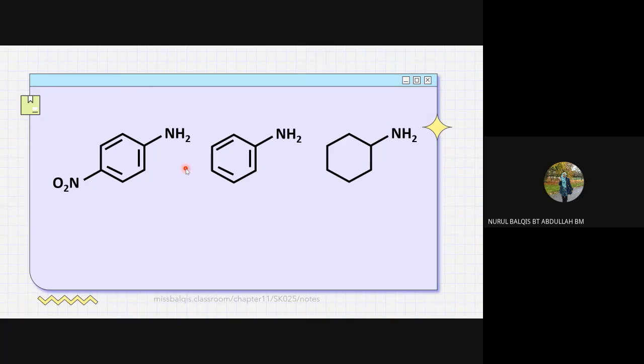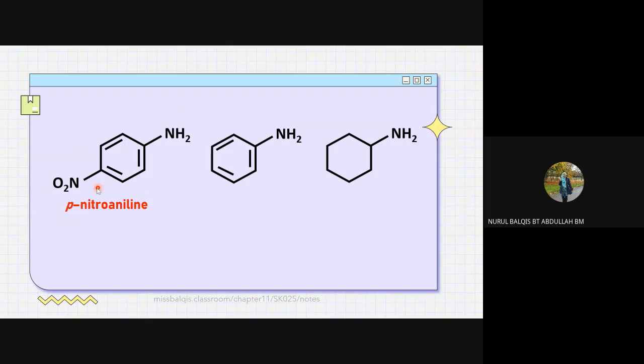The NO2 is nitro. So the name should be nitroaniline. But what about for the nitro? Yes, for nitroaniline, if we use the prefix that we have learned in Chapter 6, for aromatics, what should this be? For 1,4, para. So para-nitroaniline. Can I know what factors affect the basicity of this para-nitroaniline?